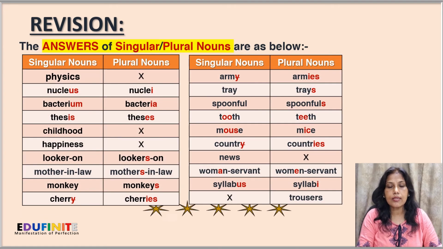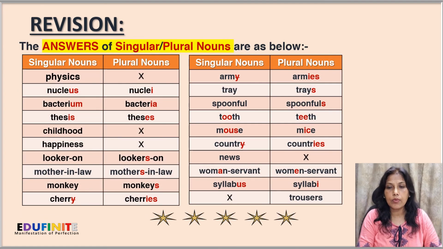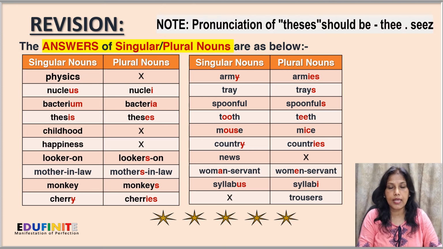Well, the answers of the singular and plural nouns are as below. Physics has no plural noun. Nucleus becomes nuclei, bacterium becomes bacteria, thesis becomes theses. Childhood has no plural form, happiness has no plural form.